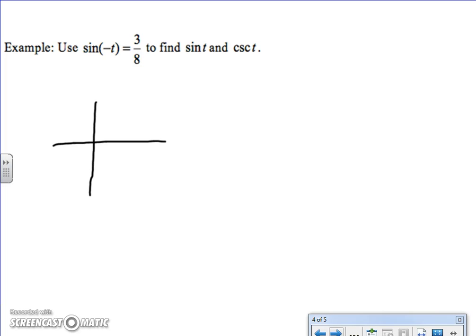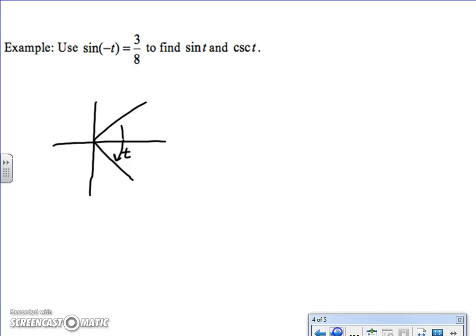So let's think about what this would look like. So negative t, since it's negative, I know we go in this direction. So let's say that this is t. I could really put t anywhere. Alright, so say this is t. I want to think about what positive t would look like then.